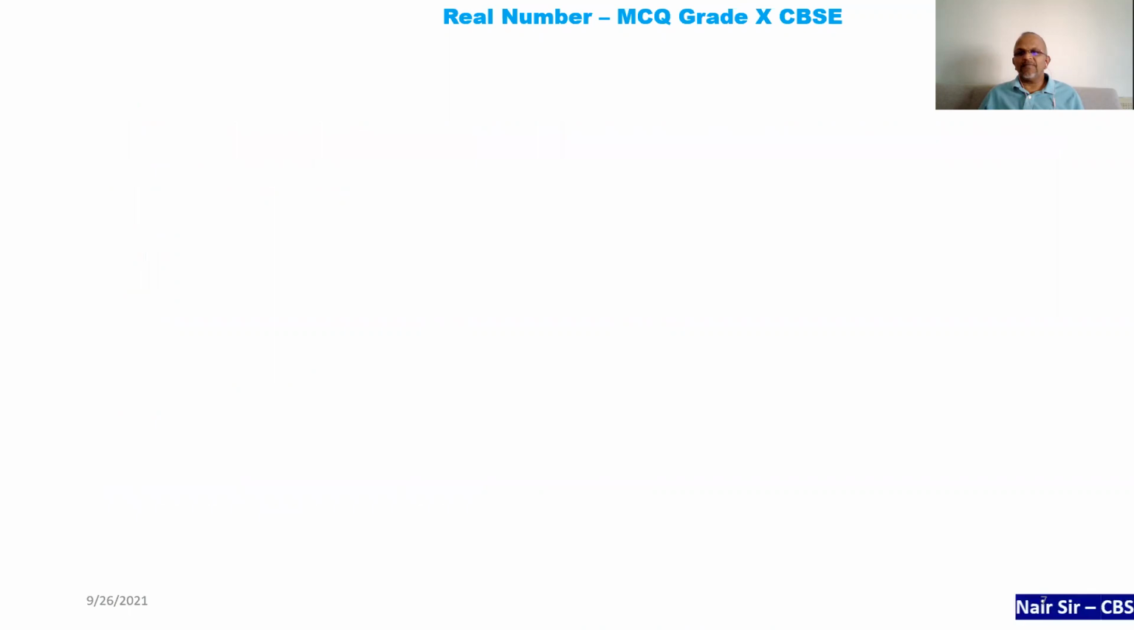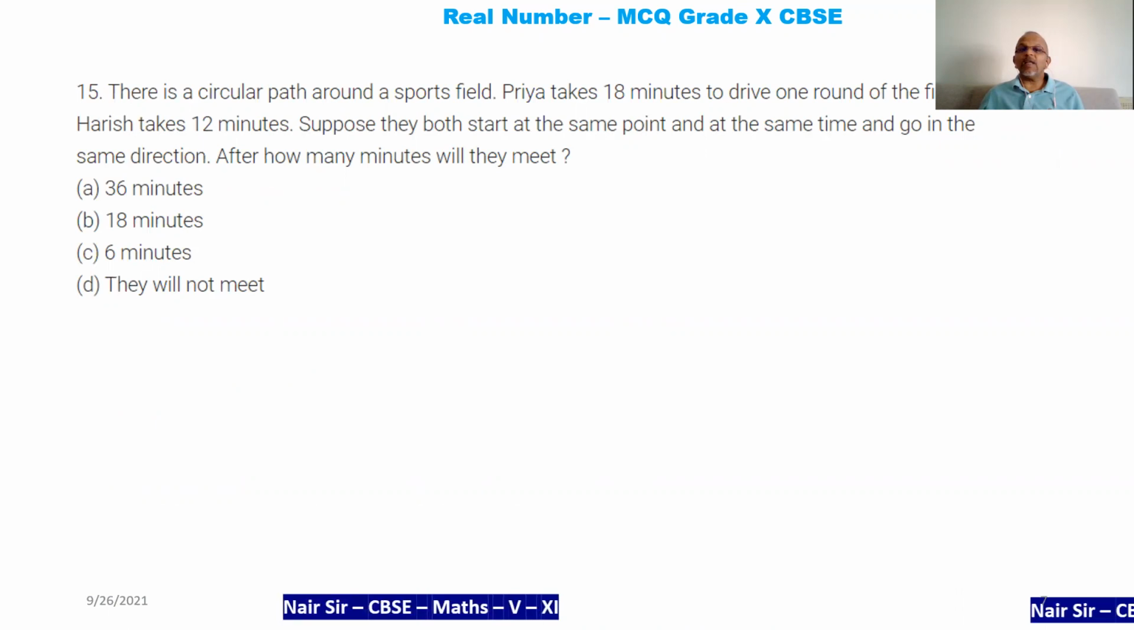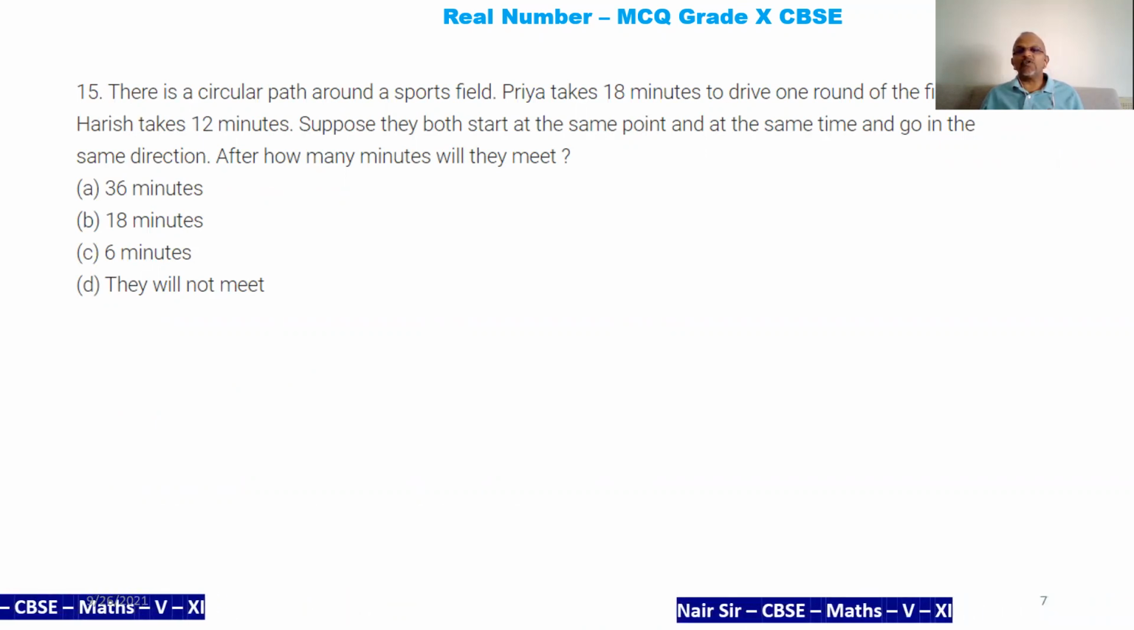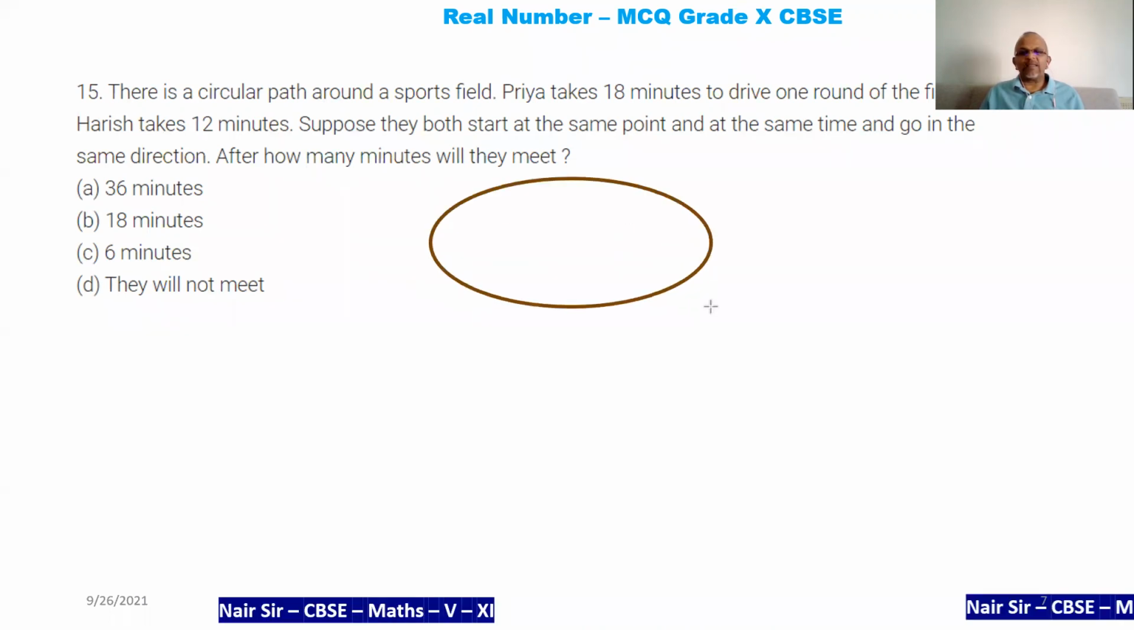The last question for this particular thing. There is a circular path around a sports field. When I say circular path, what do I mean? I mean I've got something like this. And Priya takes 18 minutes to drive one round. Let's say I draw Priya over here, this is Priya in red. She takes 18 minutes for one round.